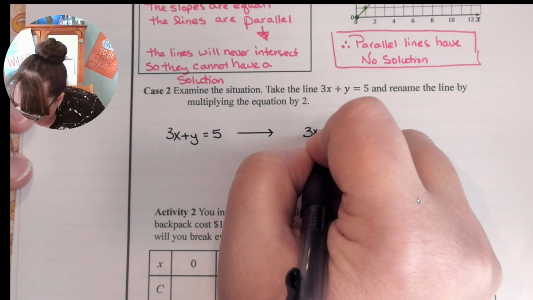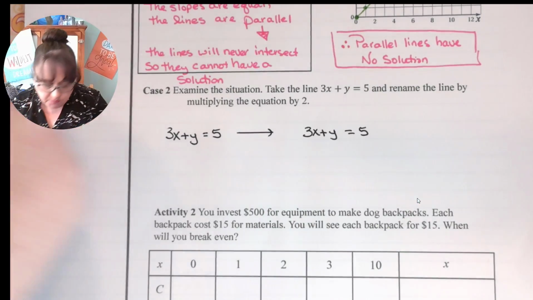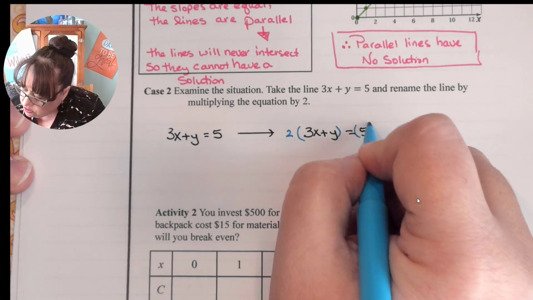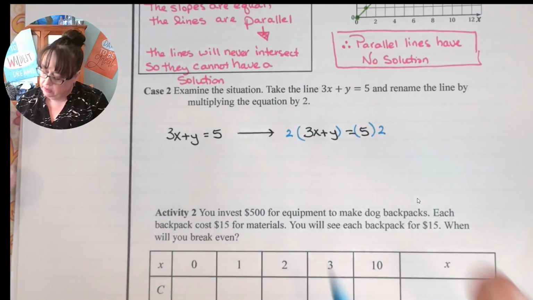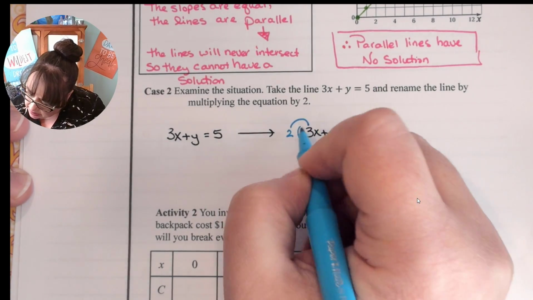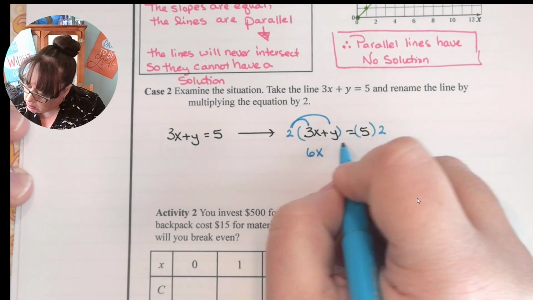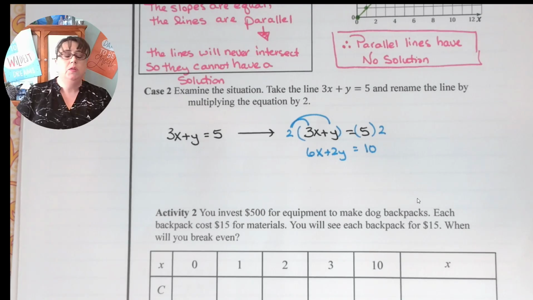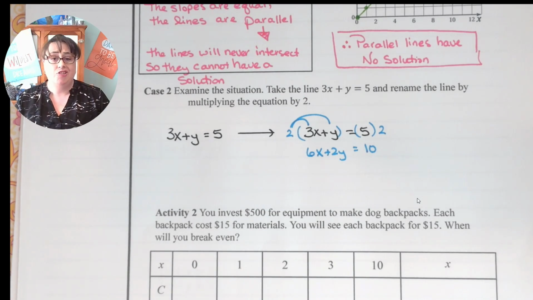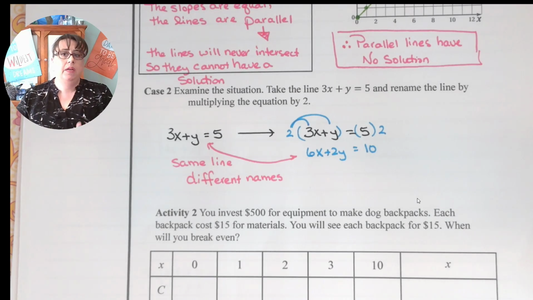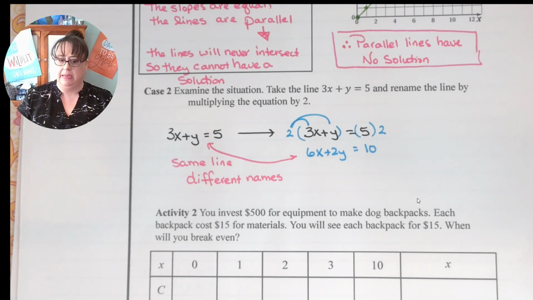So 3x plus y equals 5. And now I'm going to multiply both sides by 2, and I have to do both sides so that it stays equivalent. So 2 times 3x is 6x, and 2 times y is 2y, and 5 times 2 is 10. So these are the exact same lines, just with different names. And so if I was to graph them, I would end up in the exact same place.